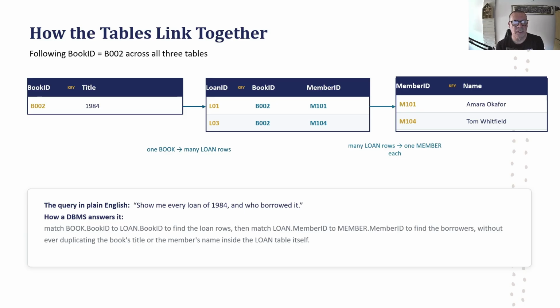So the DBMS can do this. What it's got to do is match the book ID to the loan book ID to find the loan rows. So it will match up B002 with B002 in both tables. And then it will match the loan member ID to the member ID, so M101 matches with M101, for example. And then that will allow it to find the borrower's name. None of this requires duplications of the book titles or the member names. They can all be stored just once.